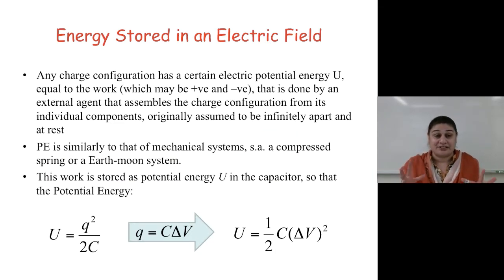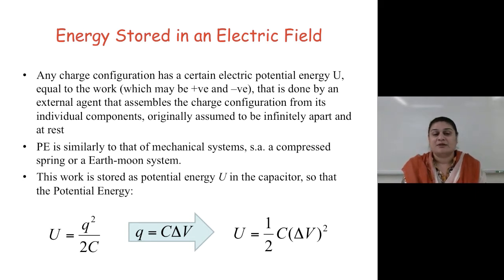Energy stored in an electric field. Any charge configuration has a certain electrical potential energy U equal to the work, which may be positive or negative, that is done by an external agent that assembles the charge configuration from its individual components, originally assumed to be infinitely apart and at rest. Potential energy is similar to that of mechanical systems, such as a compressed spring or an Earth-Moon system.